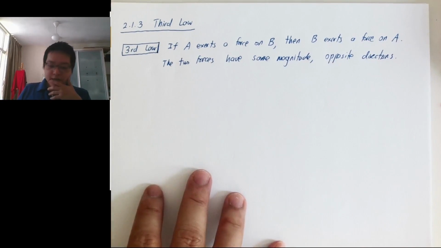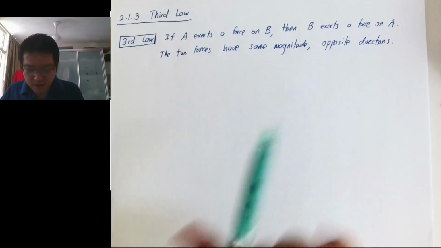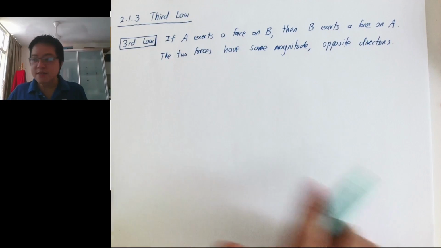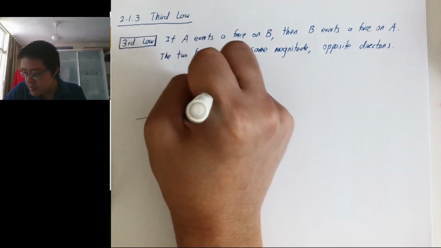Now, about the third law, right? How do we handle the third law? Usually it's about, as I say, two objects. So let me draw a simple situation that is in the lecture notes.